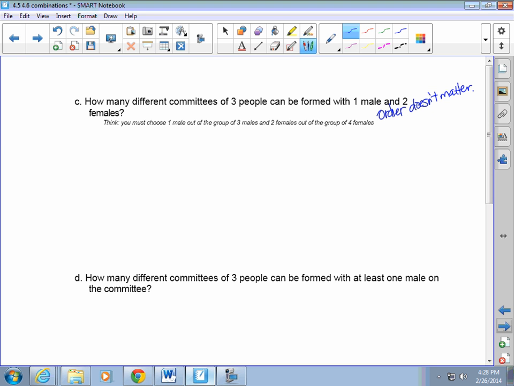Okay, so if I'm going to choose one male out of my group of 3, then that means I'm going to do a 3 choose 1 combination. From my females, I'm going to do a 4 choose 2. I have the word and in there. From our last unit on set theory, I know the word and means I have to multiply these two things together. So what I'm doing then is 3 choose 1 times 4 choose 2.